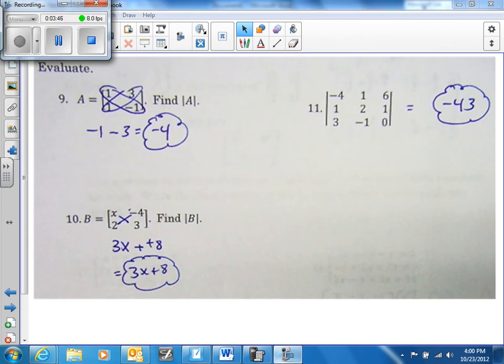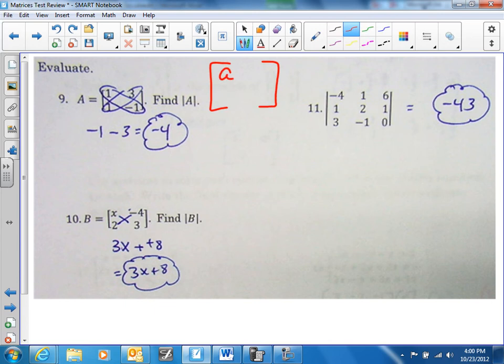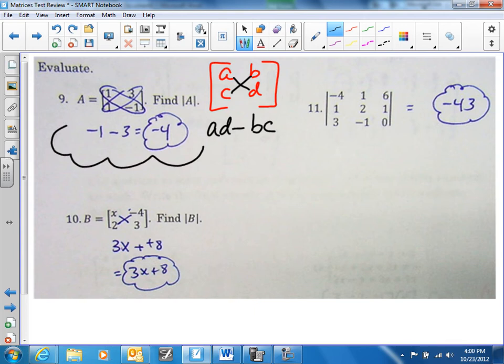Okay, let's see how much time we've gone through so far. All right, 3 minutes. Let's do number 9. Remember, determinant for a 2 by 2. Remember, A, B, C, D. Determinant is A times D minus B times C. All right, I expect you to show your work on number 9.